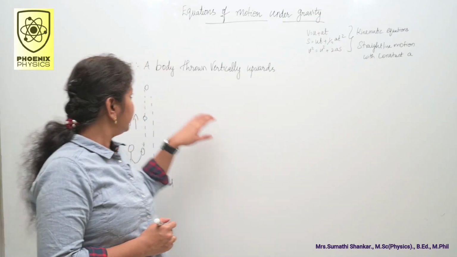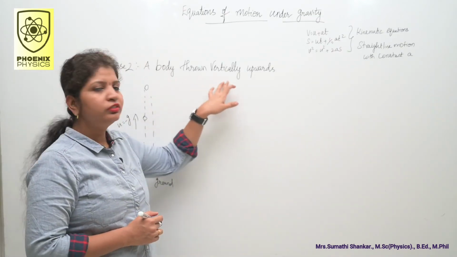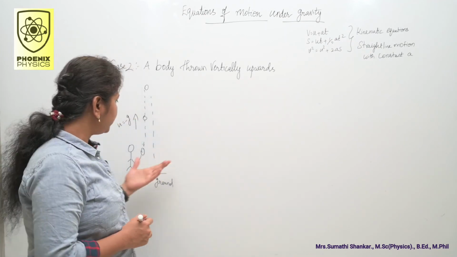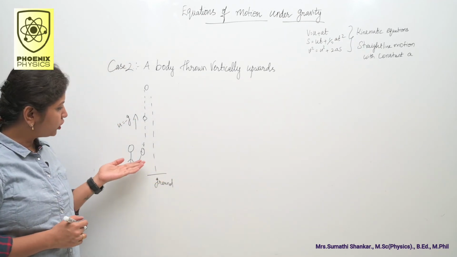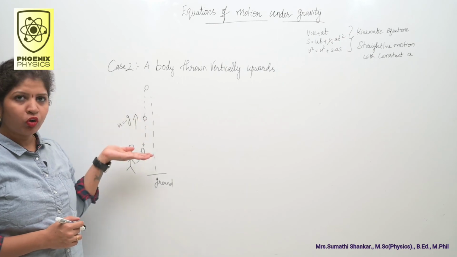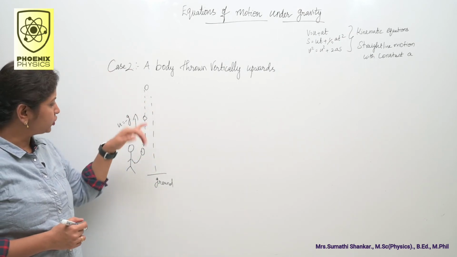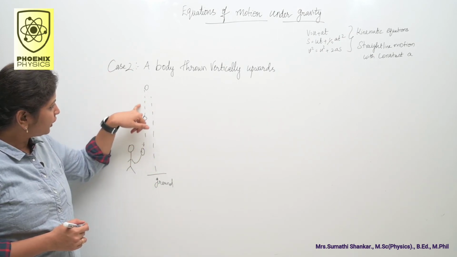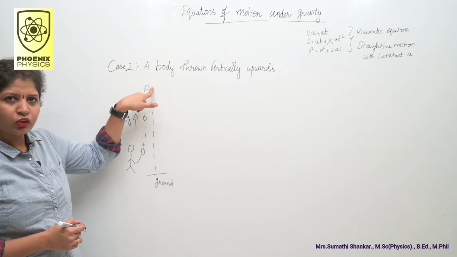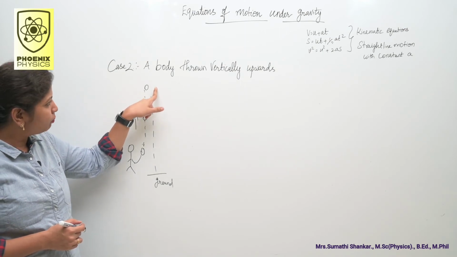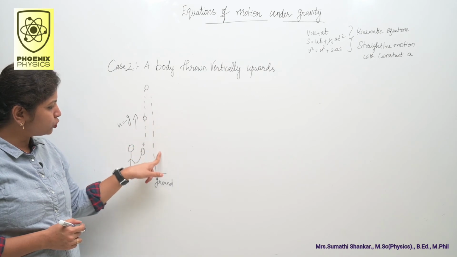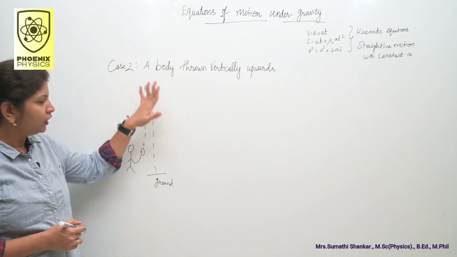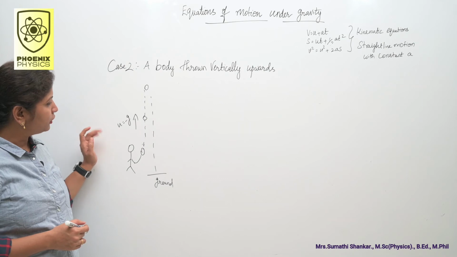Case 2. Here a body is thrown vertically upwards. Look at the diagram. Here the boy is throwing the ball in the upward direction. So the ball is moving like this. After reaching a particular height, again the ball is moving downwards towards the earth. This is the explanation for this diagram.